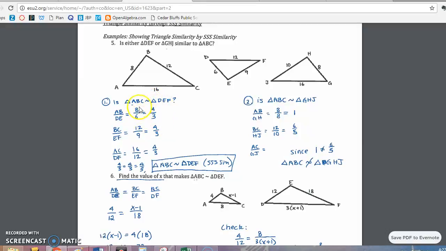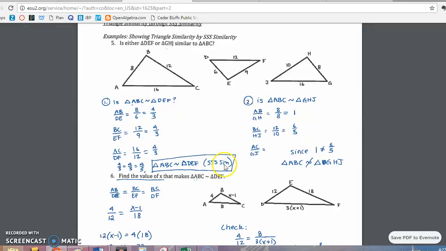Both of those divide by 2. I do the same thing here and reduce to 4 over 3. I do the same thing here and reduce to 4 over 3. Because the ratio of each one of those sides is equal, then through side-side-side similarity, my triangles are similar. So yes, triangle ABC is similar to triangle DEF by side-side-side similarity.